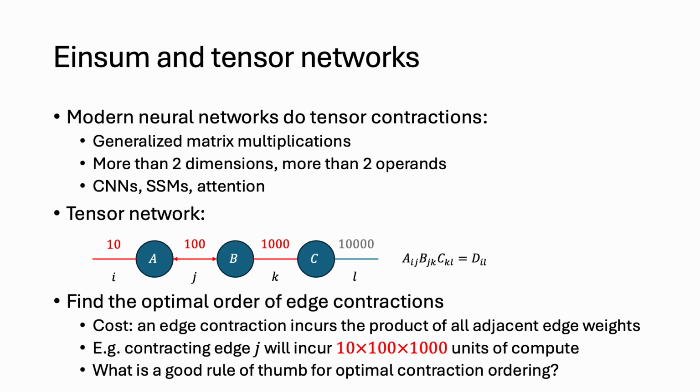As we saw in the previous example, every time you contract an edge or sum over a dimension, you introduce a compute cost. To reformulate this in the language of tensor networks, the compute cost is just the weight of the edge being contracted times all its neighbors. For example, if you contract the edge J, you need to look at all the neighbors I and K as well. And we see a compute cost of 10 times 100 times 1,000.